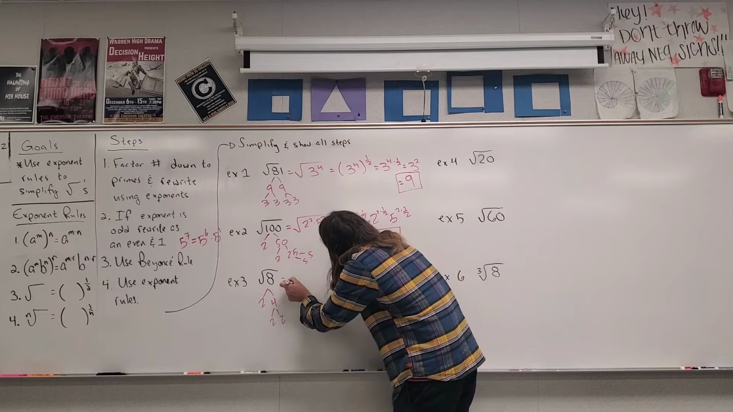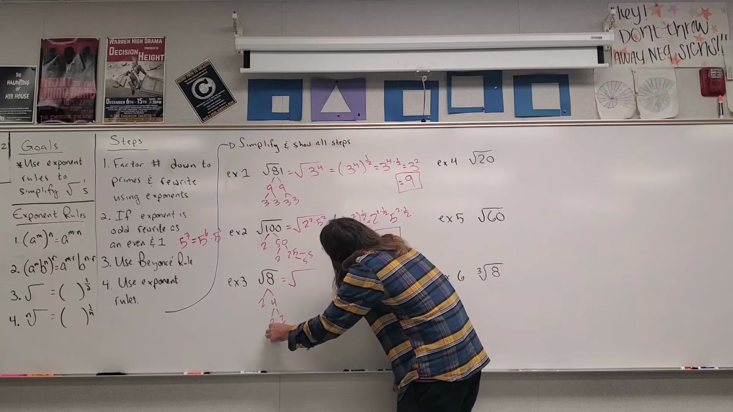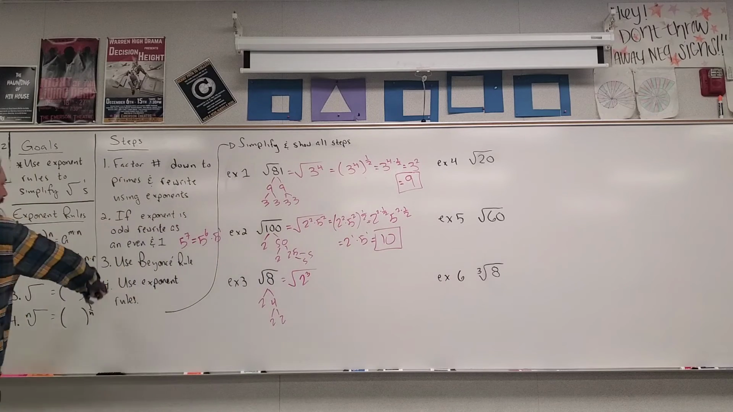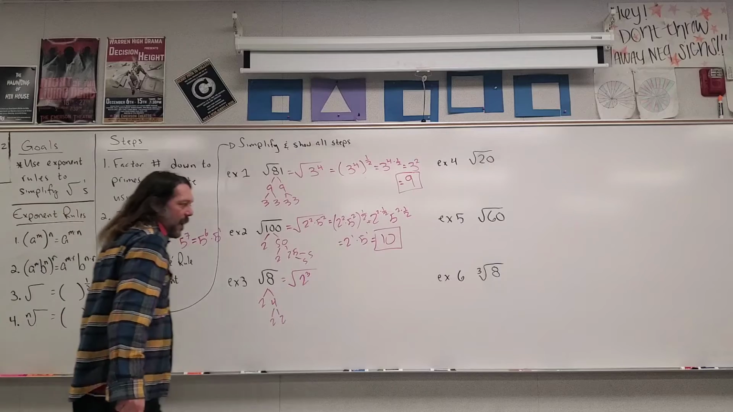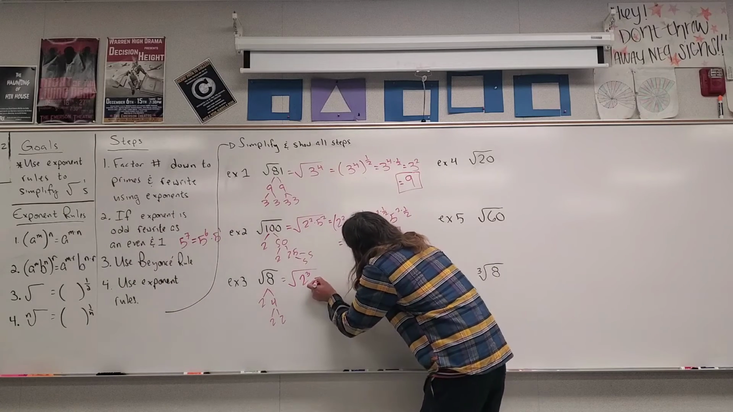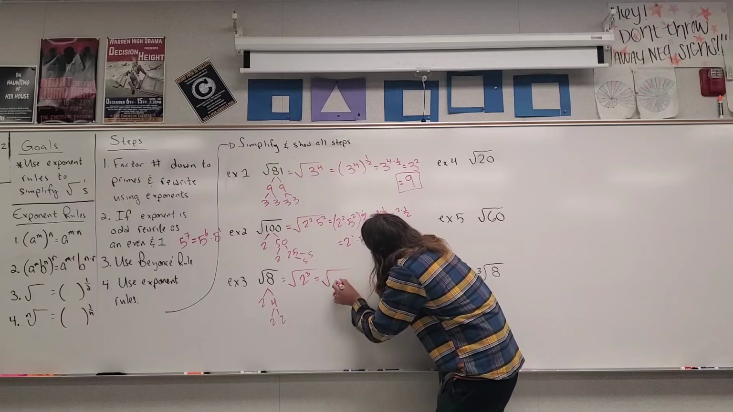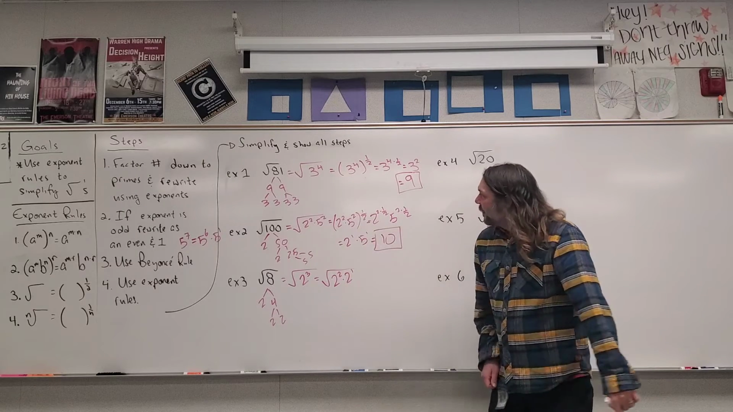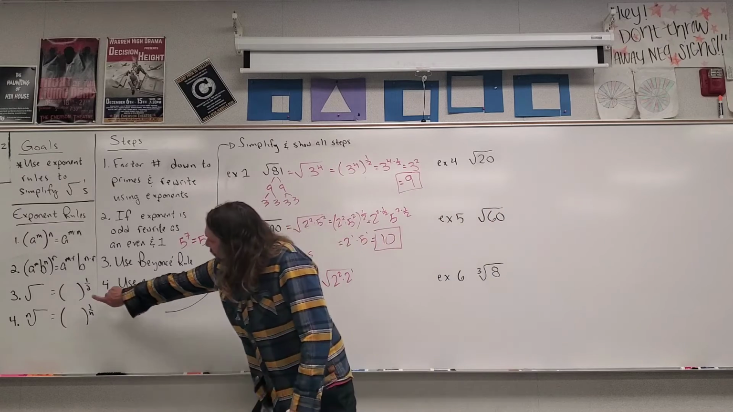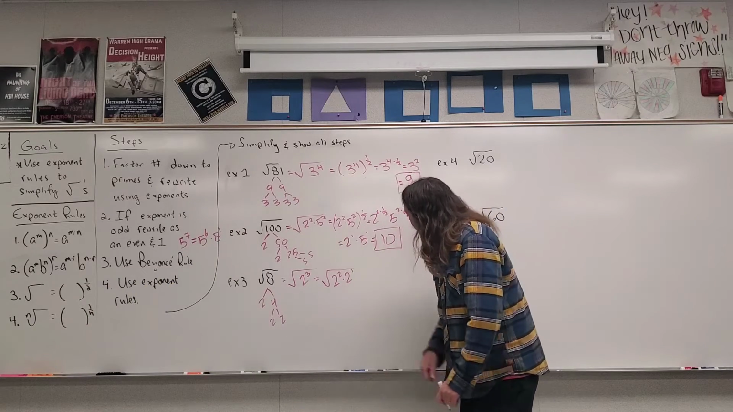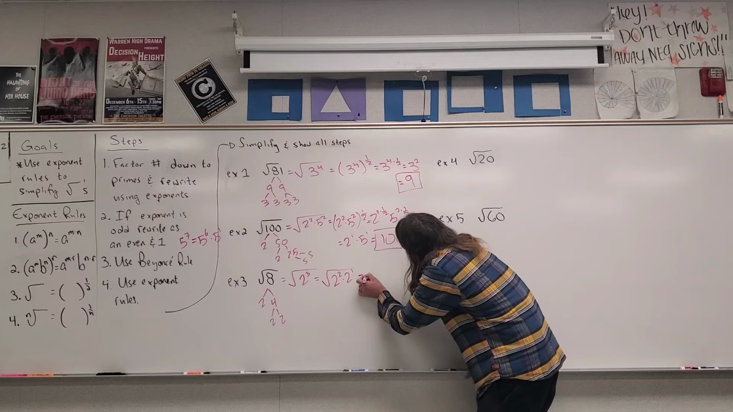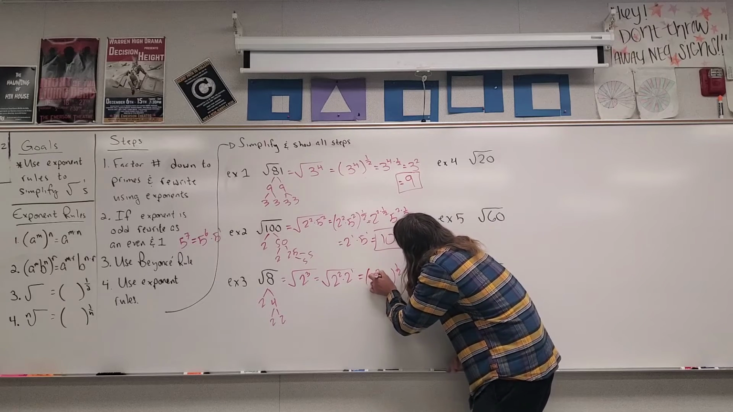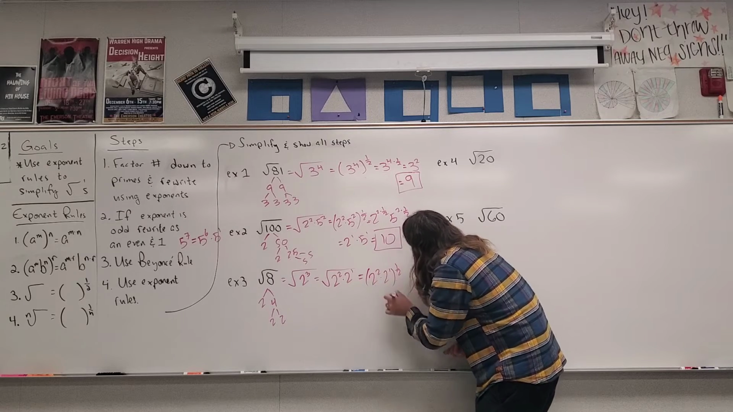So 8 is going to turn into the square root of 2 to the 3rd power. Now, if the exponent is odd, rewrite it as an even and 1. So we're going to write this as the square root of 2 squared times 2 to the 1 power. Now, just like before, we're going to use rule 3. We rewrite the radical as parentheses to the 1/2 power, and we have 2 squared times 2 to the 1.